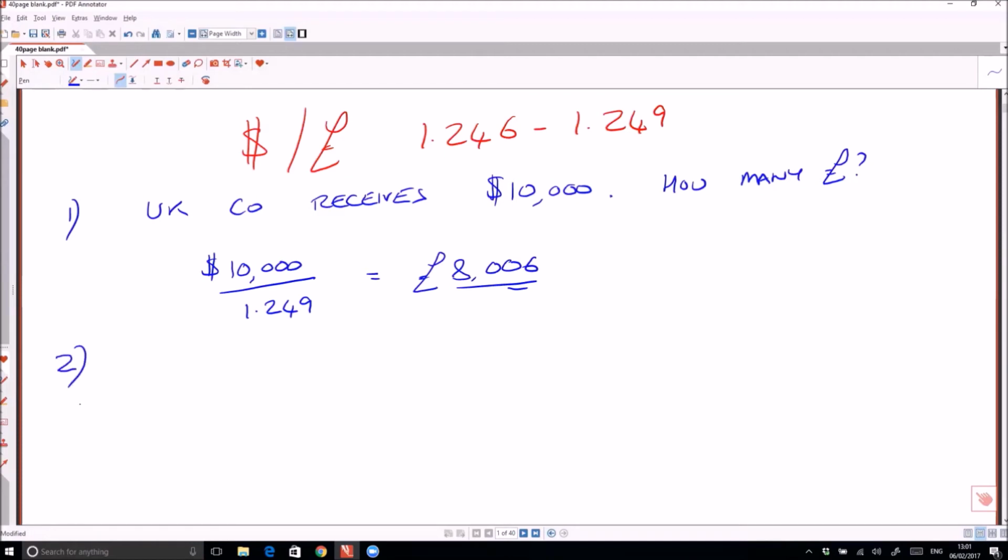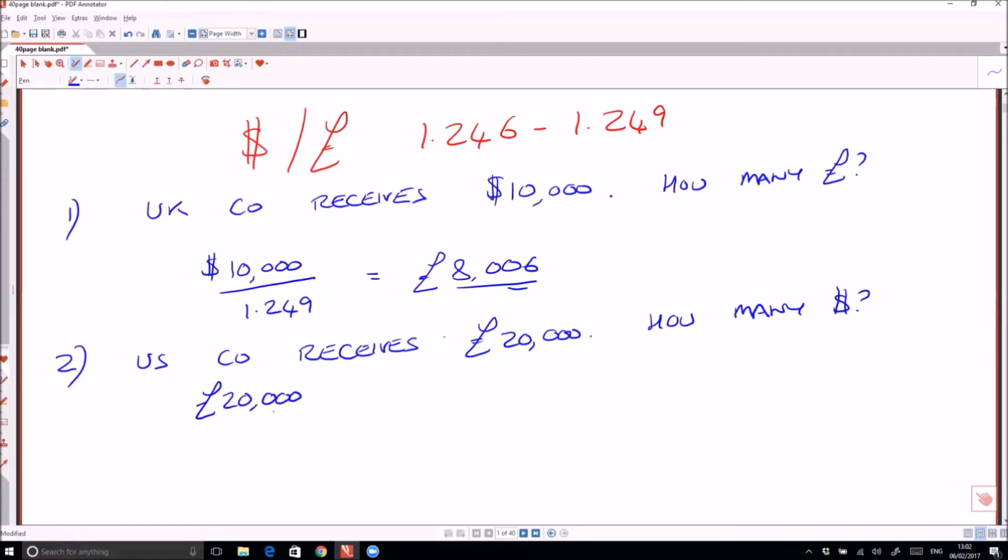Let's do one more. And this time, let's say we're a US company. And here they receive, and let's keep the numbers different, £20,000. And what's the question? Well, it's how many dollars? Good. And this time, what's the scenario? A US company is receiving pounds. Well, they don't like pounds, so they will be getting rid of the pounds, selling the pounds in order to get the dollars, the currency they do want. Let's do the currency conversion.